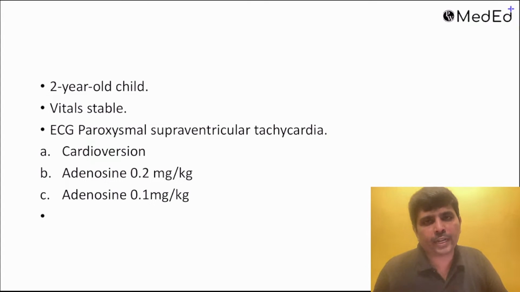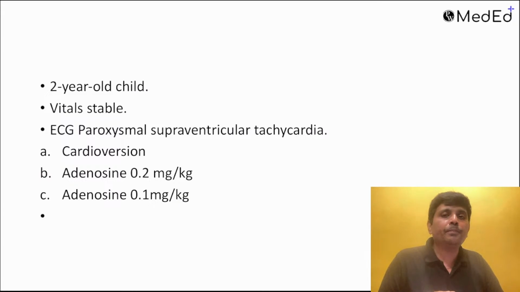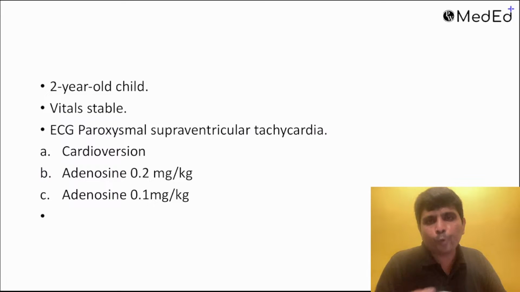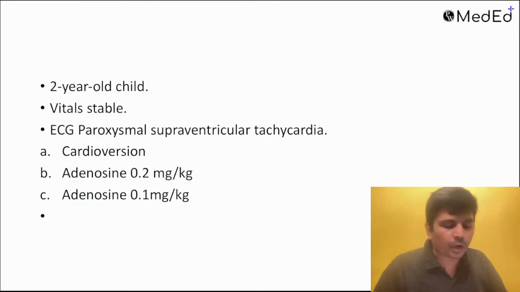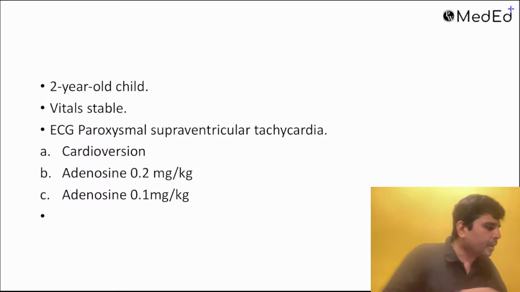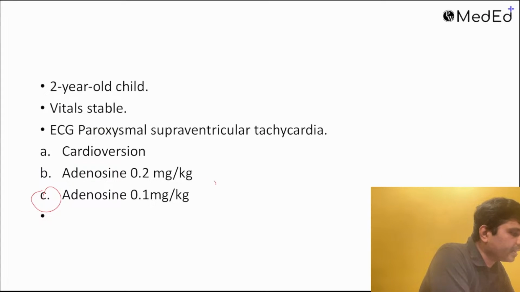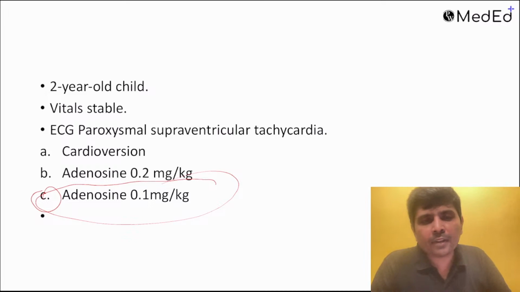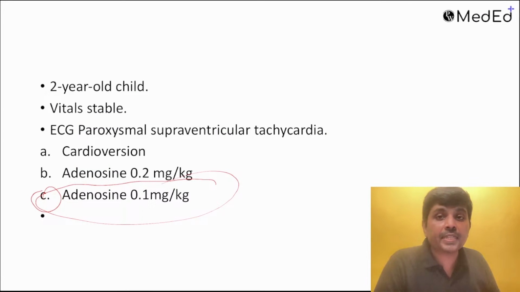So what is the dose of adenosine? Adenosine can be given 2 times. The first dosage is 0.1 mg per kg. If 0.1 mg per kg rapid IV push is not working, then you can go for 0.2 mg per kg. So the question probably is what is the first step? The first step is adenosine 0.1 mg per kg, rapid IV push. If it doesn't work, then you go for 0.2 mg per kg. If that doesn't work, you can go for amiodarone, otherwise known as Cordarone.